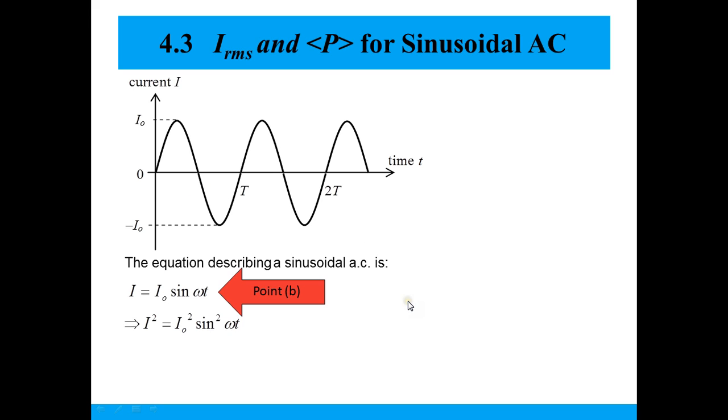So to find the root mean square value, we need to square the current versus time, and we find that the current squared is I naught squared sine squared omega t. At this point, it's still simple mathematics.